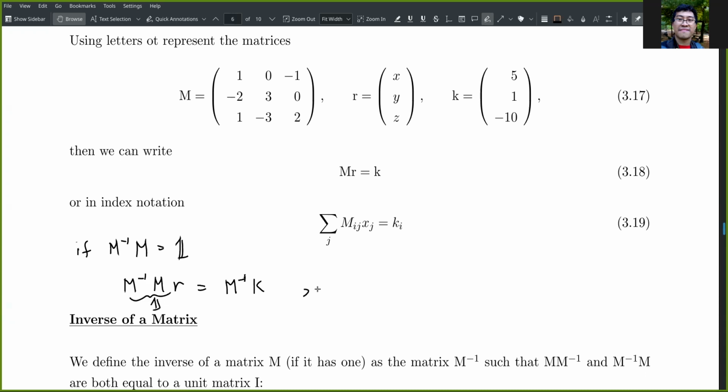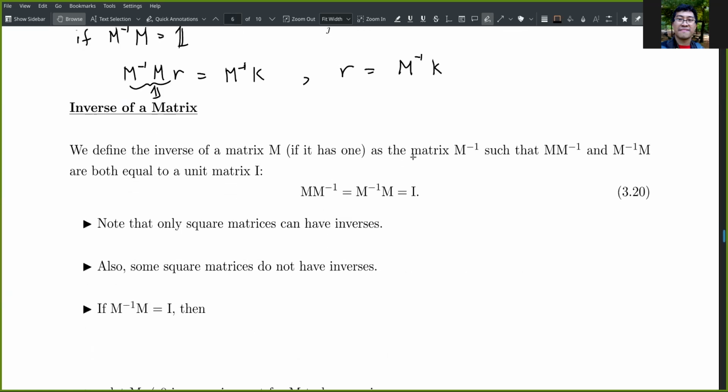Which means that if you know M to the negative 1, you can find R if you just multiply M to the minus 1 by K. This M minus 1 is called the inverse of a matrix. We define it by saying M times M minus 1, or M minus 1 times M, are both equal to the unit matrix.